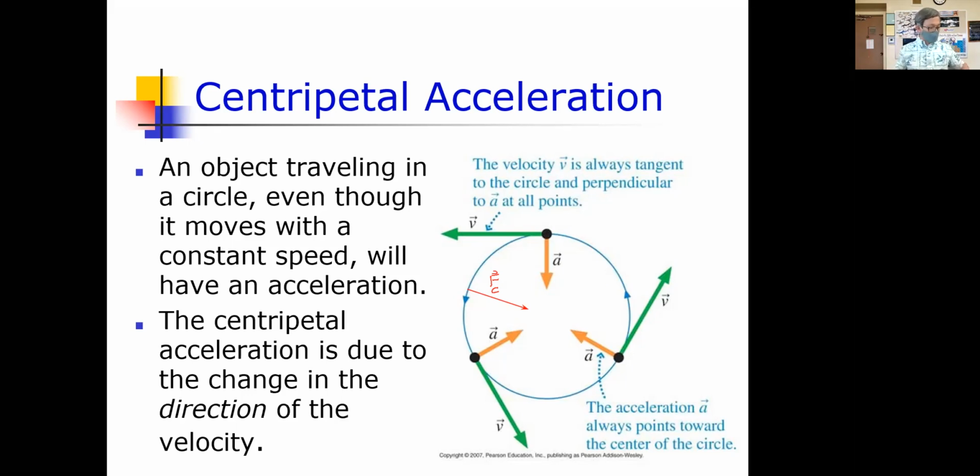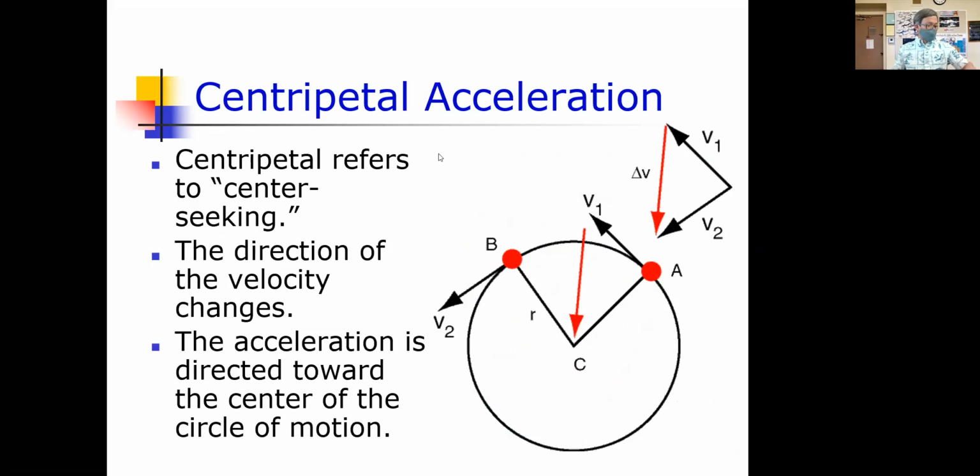Okay. All right. Let me just show you really quickly here. Okay. So if you notice here, you add the vectors together, the change in velocity is going to be towards the center. And so like I said, change in velocity over time, that's your acceleration, and that acceleration is always going to be towards the center. So therefore, centripetal means center seeking.